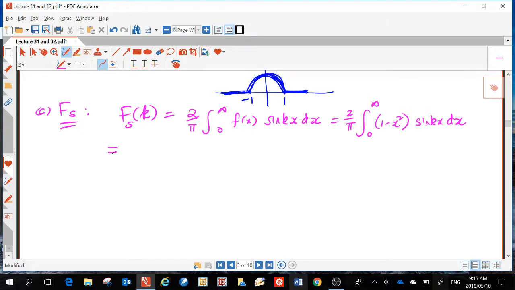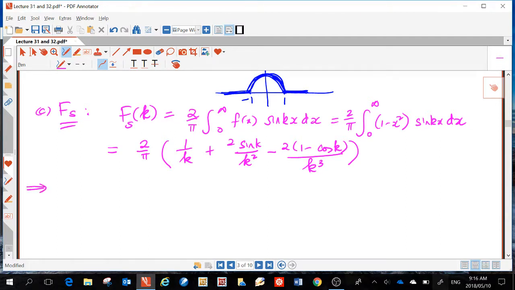And when you do that, you will get an answer that looks like this: 2 over pi, just write this down, 1 over k plus 2 sine k over k squared. It doesn't look anything like the previous one. Minus 2 into 1 minus cos k over k cubed. Turns out to be that. It's some function of k. There's no x anymore. That's a transform. It will do some job later on.